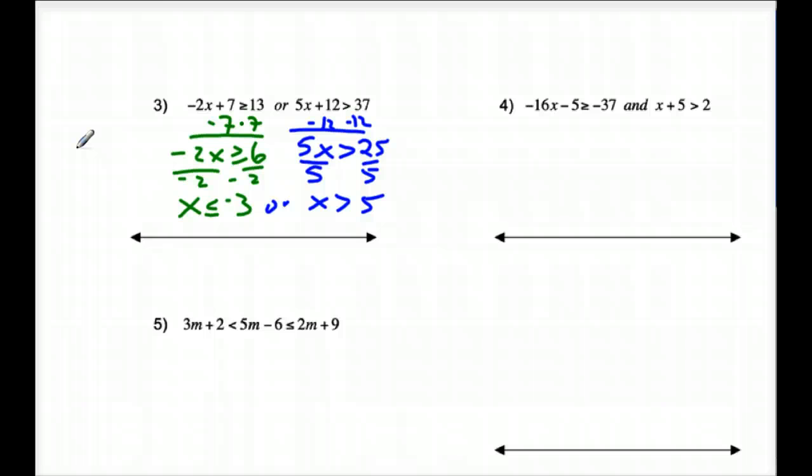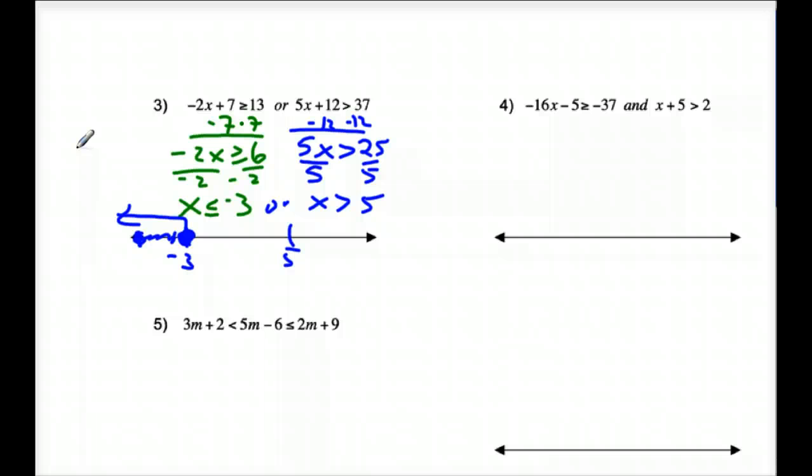X is less than or equal to -3, or X is greater than 5. What kind of circle am I going to put on the -3? Closed circle. And which way am I going to shade it? To the left. Very good. You can either shade in your number line and your arrow, or you can put the up and over thing. Either one of those is fine.